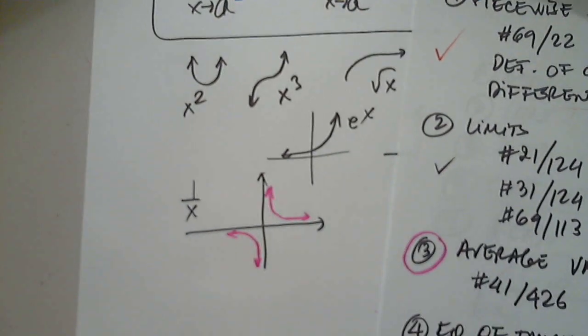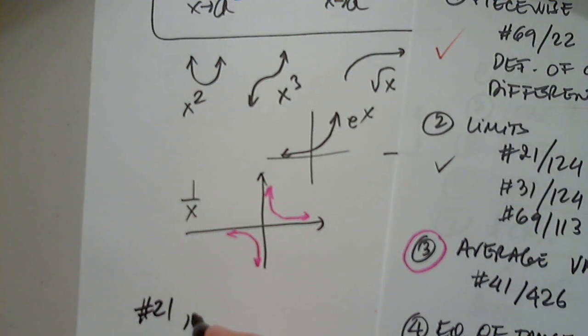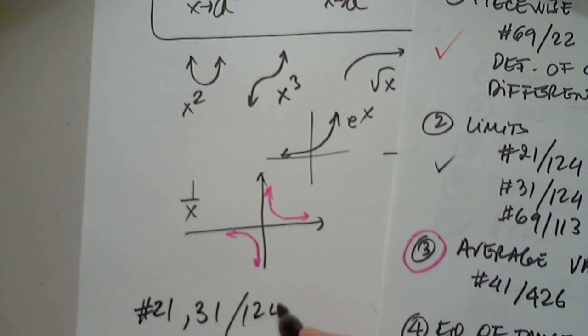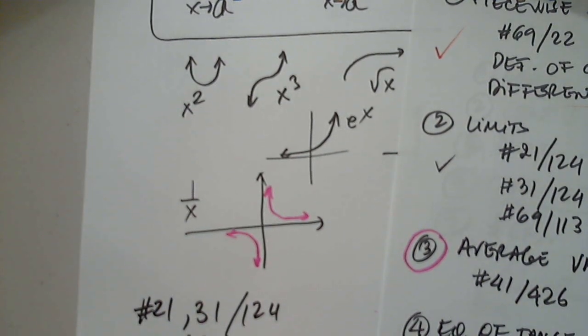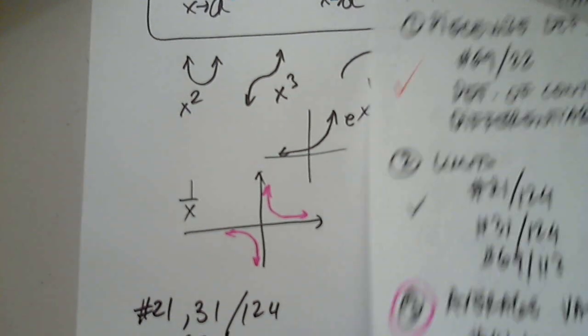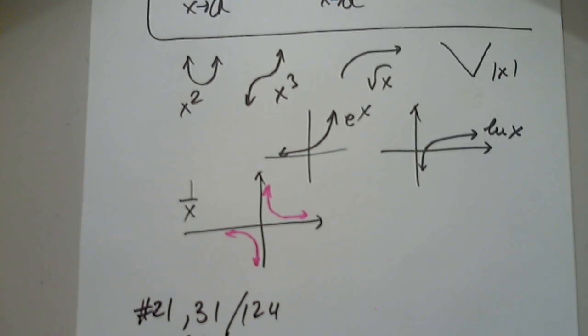So I selected 21, 31 on 124, and 69 on 113. So I can put this away. So let's take a look. Let's start with 113. Feel free to choose other problems, of course.